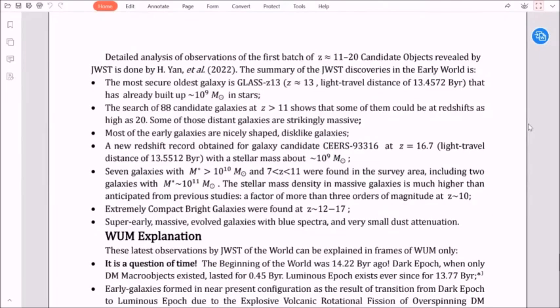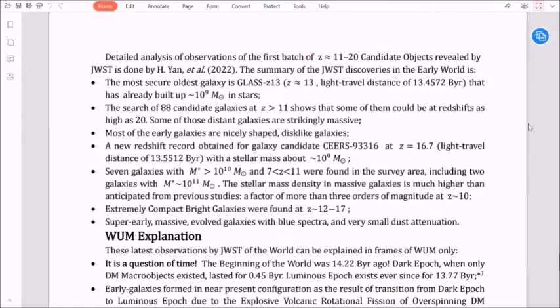Detailed analysis of observations of the first batch of candidate objects revealed by JWST is done by Yan in 2022. The summary of JWST discoveries in the early world is: the most secure oldest galaxy is GLASS-z13 that has already built up to 1 billion solar masses in stars. The search of 88 candidate galaxies at Z over 11 shows that some of them could be at redshifts as high as 20. Some of those distant galaxies are strikingly massive, 10 times more massive than the Milky Way. A new redshift record was obtained for galaxy candidate CEERS-93316 at Z 16.7 with a stellar mass of about 1 billion solar masses.